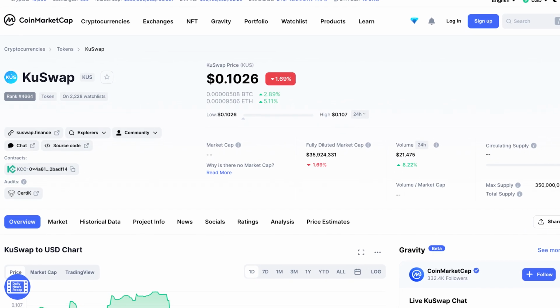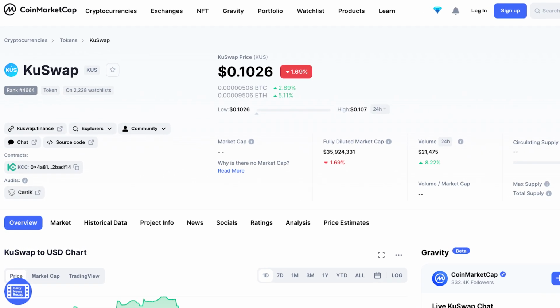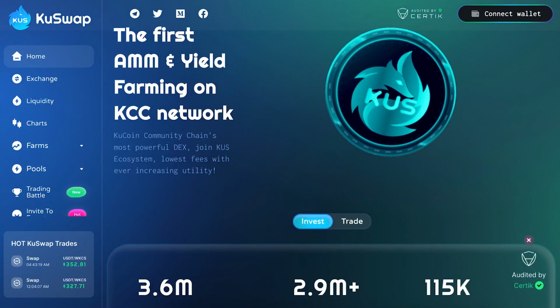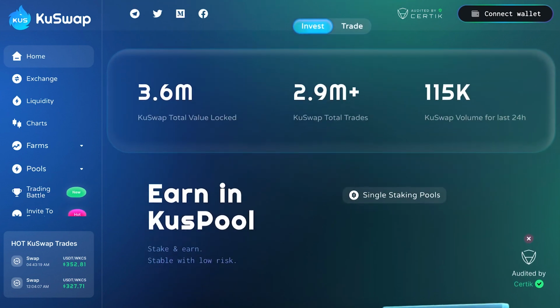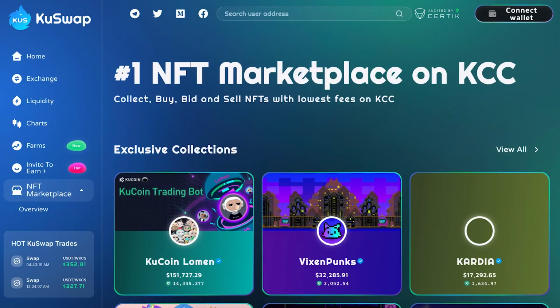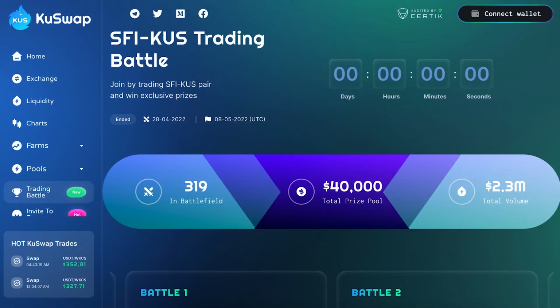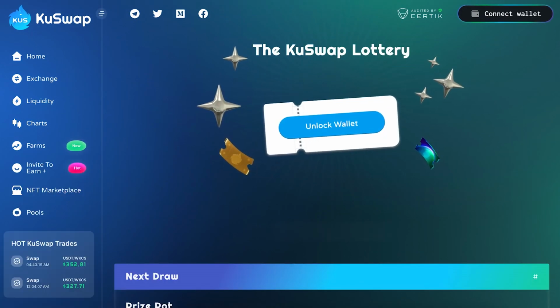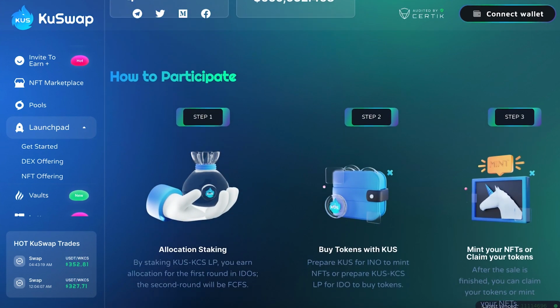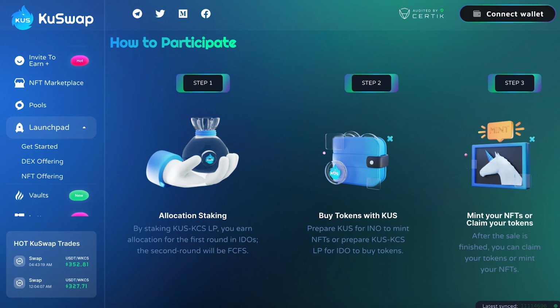And the next one is KuSwap. Arguably an entire DeFi ecosystem in itself, KuSwap is similar to MojitoSwap in that it includes both AMM and yield farm functionality, but this is extended with additional features like an NFT marketplace, NFT trading battle game, lottery, and vault system. It also has its own IGO and IDO incubator and launchpad, which has hosted 4 projects as of this recording, raising just over $1 million in total.